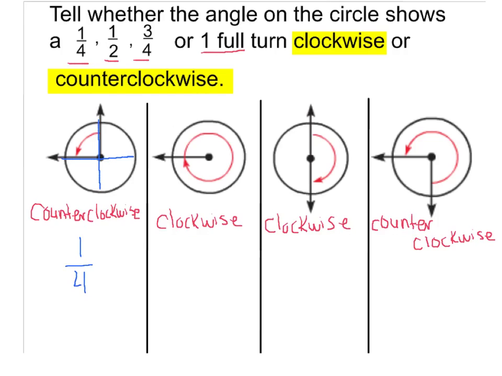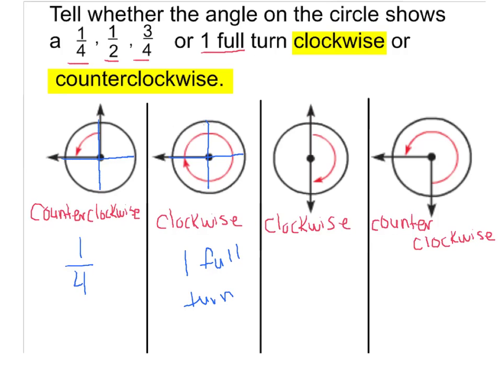1/4 turn. If we look at our next circle, we can see that we started here, the arrow went around, it went to the right. So that means it's clockwise. If we divided our circle into 4 equal parts, we would see that it was 4/4, which would mean it was 1 full turn clockwise.